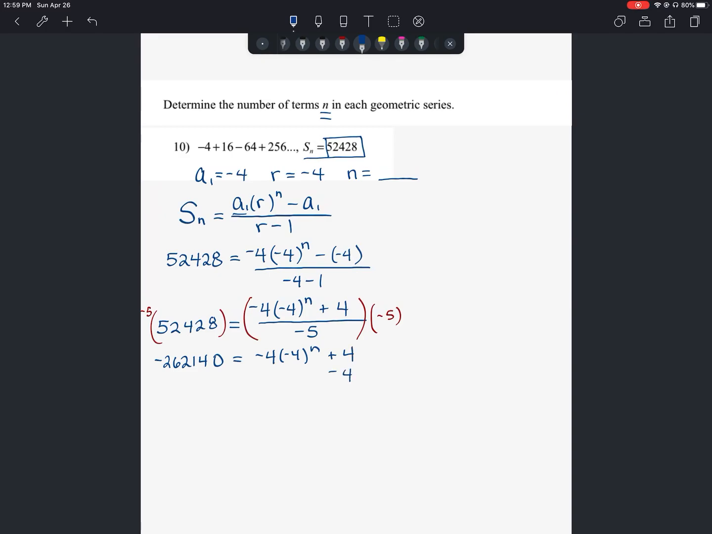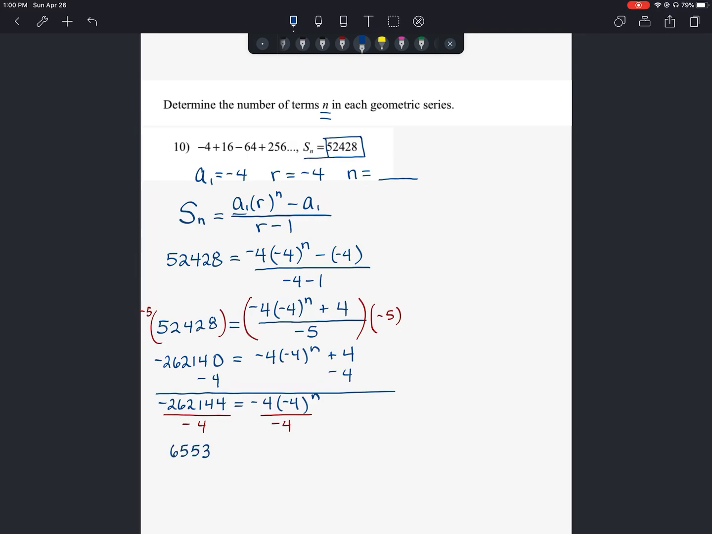Now let's subtract our 4 from each side. Be careful when you're doing this because this is a negative value that you're subtracting it from. So -262,144 is what we should have there, equal to -4 times a -4 to the power of n. Now let's divide each side by -4. And after doing that, the 262,144 divided by -4 should be 65,536.